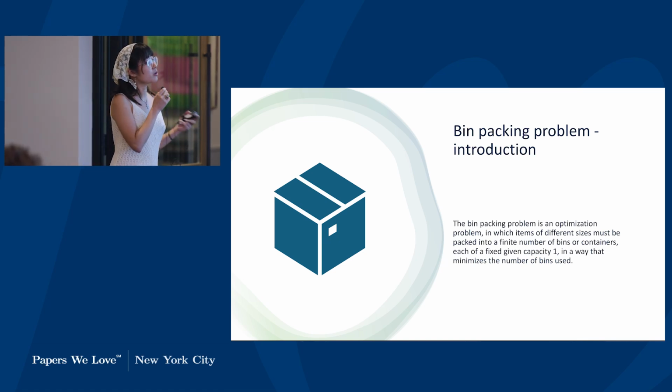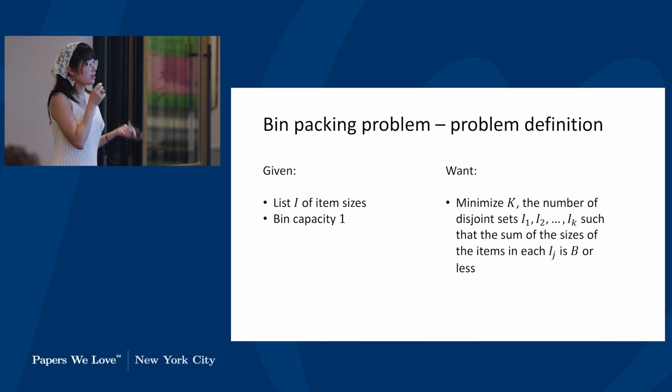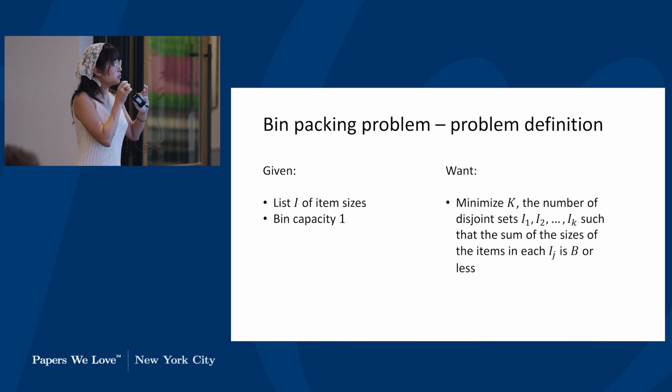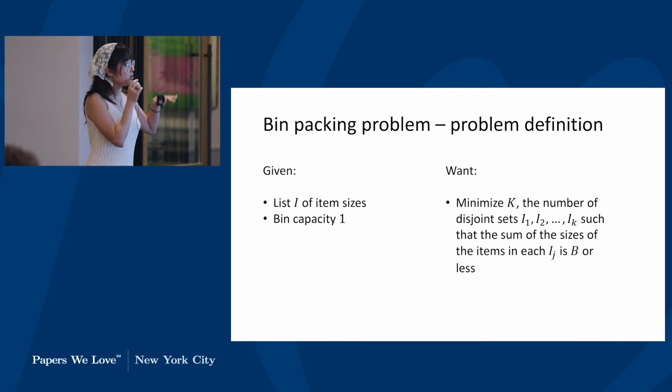And we want to do this in a way that minimizes the number of bins used. So we're given a list of item sizes and bin capacity of 1, and we can open as many bins as we need. What we want to do is minimize the number of bins used, K. And we want to make I into K disjoint sets so that each I sub J goes into a separate bin, and no bin is over its capacity.